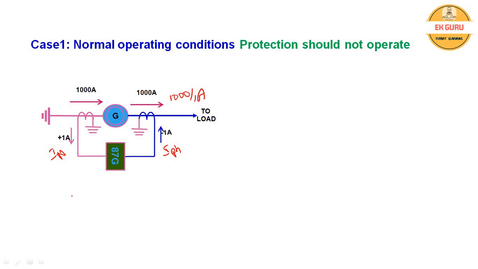So then from this, the differential current ID is the phasor sum of these two currents, that is 1 minus 1, which is 0 amperes. The differential current is 0. Similarly, the bias current is the average of the phase current and the line current. The average of 1 comma 1 is 1 ampere.